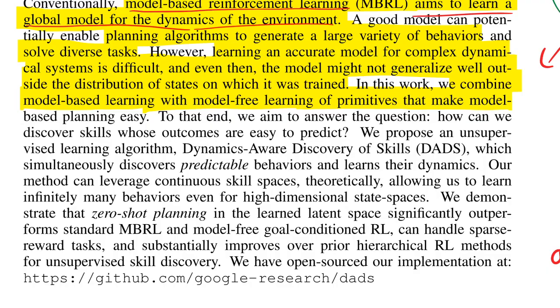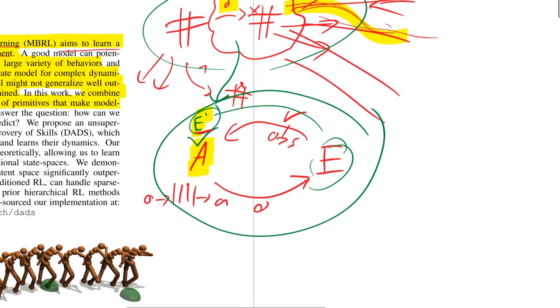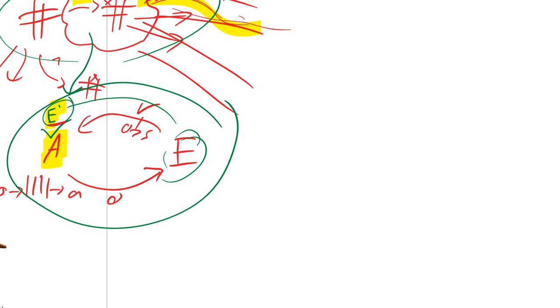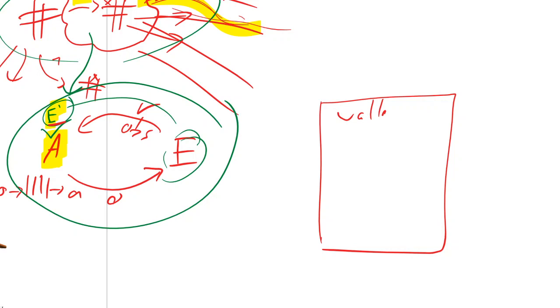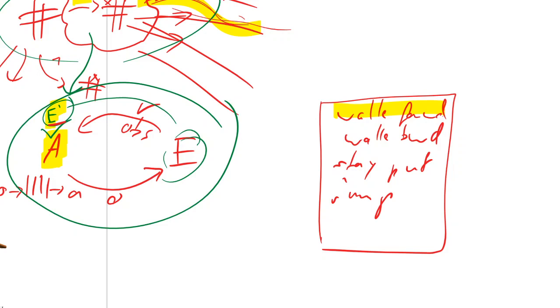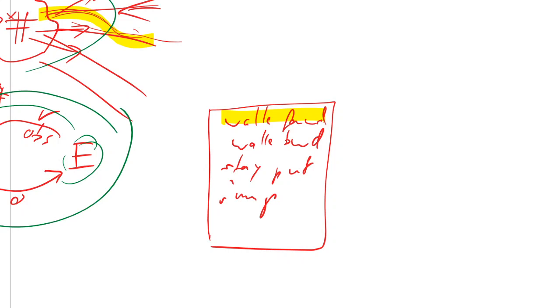Okay, so what they attempt to do is they attempt, in an unsupervised fashion, to learn a so-called set of skills. And the set of skills could be something like walk forward, walk backward, stay put, jump. So they attempt to learn things like this in a model-free way, so that the agent is simply tasked to come up with these things. And then in stage two, a planner can use these skills and decompose a plan.